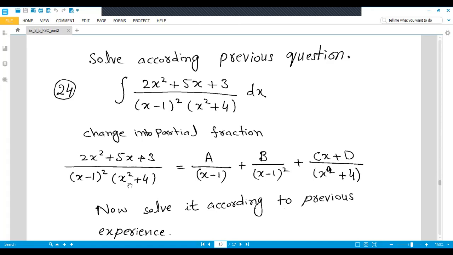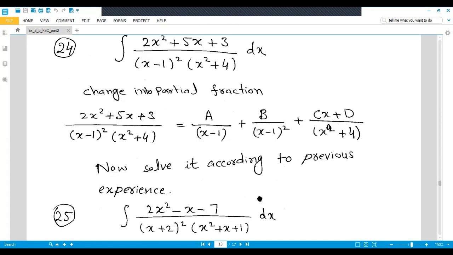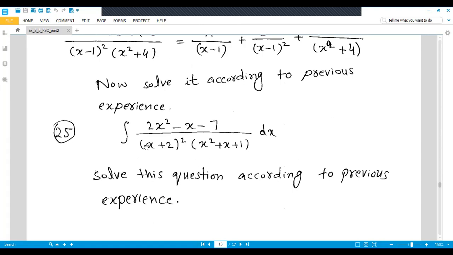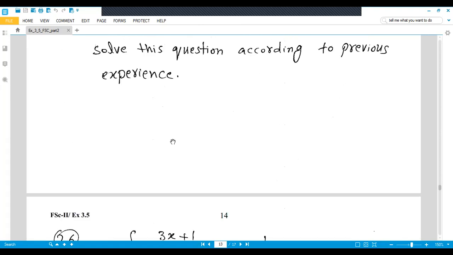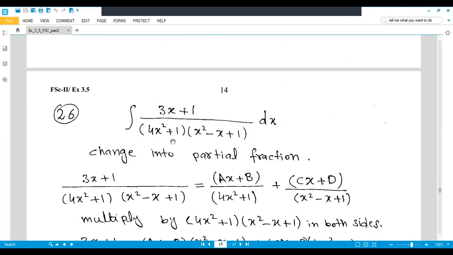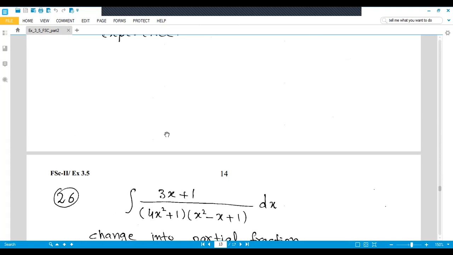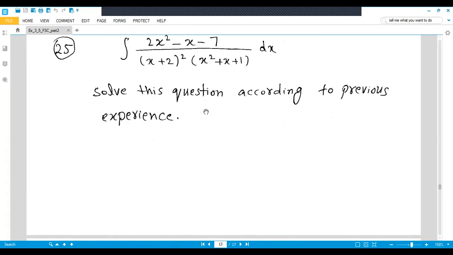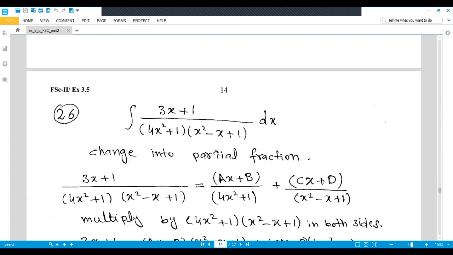Now we multiply both sides by this denominator, so we get this numerator, and with a we get (x minus 1)(x square plus 4), and with b we get x square plus 4, and with cx plus d we get (x minus 1) whole square, and after that we solve it just like question number 22. Same is 25. Again we solve it just like question number 22. Most of the questions have the same method, so that's why I didn't solve it here. Just do it by yourself. If any confusion you can ask.